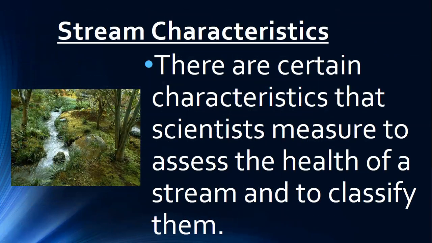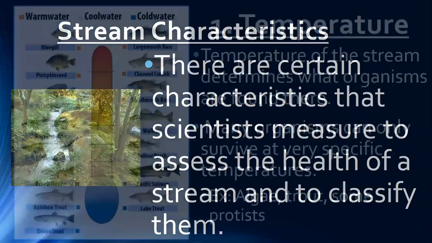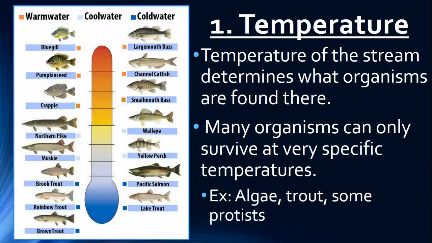There are certain characteristics that scientists measure to assess the health of a stream and to classify them. Number one, temperature. Generally speaking, animals like a cooler water system. The reason is that cooler water is able to hold on to more dissolved oxygen. The warmer the water, the less number of high quality species that are able to be found there.